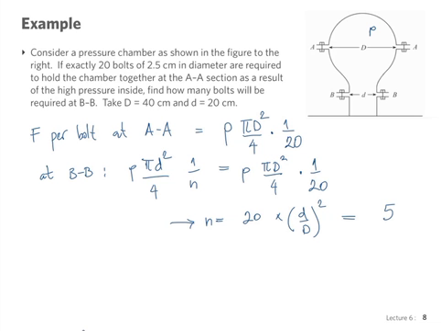Yes? So the information about the bolt diameter is not of any use. We just know that the bolts are the same bolts everywhere, and we can find the number of bolts by the ratio of the diameters.